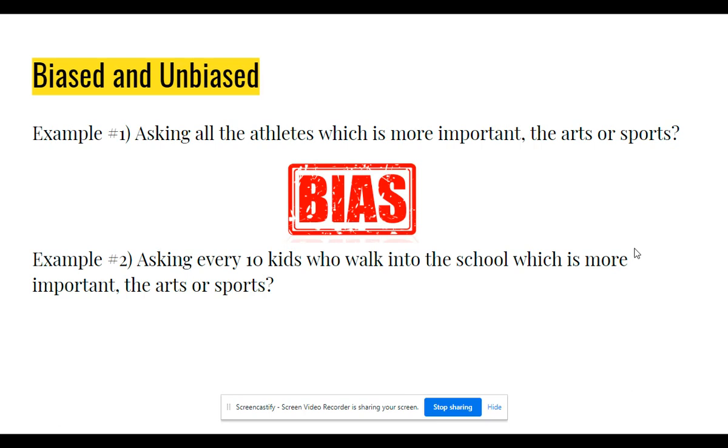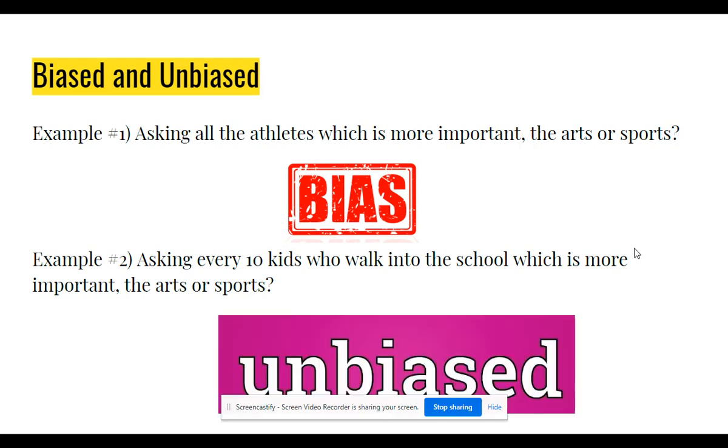Okay, example 2. Ask every 10 kids who walk into the school which is more important, the arts or the sports. That is an example of something that is unbiased because you're not just singling out athletes. You're getting a whole group of kids, so you're going to get a more realistic answer. Biased surveys skew your data, make it not necessarily true, and don't represent the actual population. And unbiased are the good surveys, the ones that actually make sense, that are probably more true data.